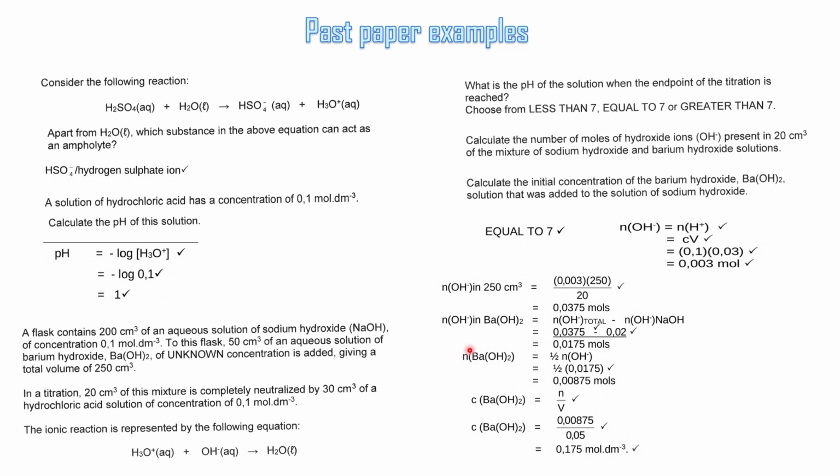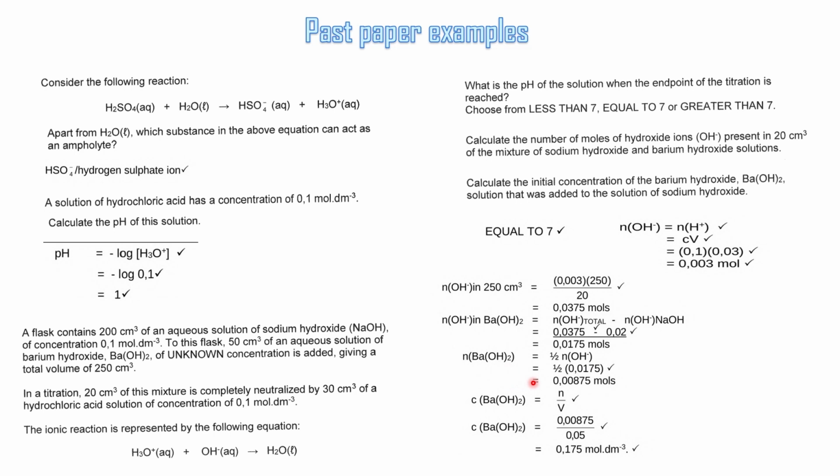Then you work out the number of moles in the barium hydroxide. So you have your total minus what you had at the beginning. So you have your 0.375 minus the 0.02, which will give you 0.175.